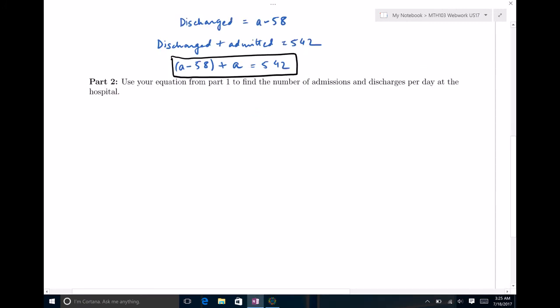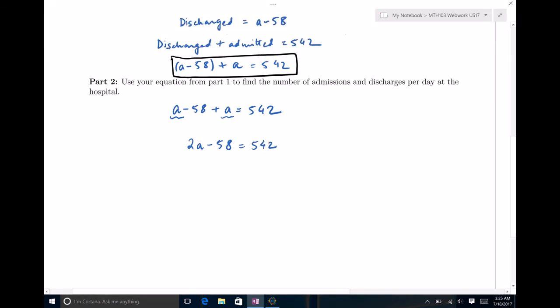Now in part 2 I want to be able to solve this equation: A minus 58 plus A equals 542. I can take the parentheses off since there's nothing to multiply it by. And now I'm going to take the like terms A and add them together. So I get 2A minus 58 equals 542.